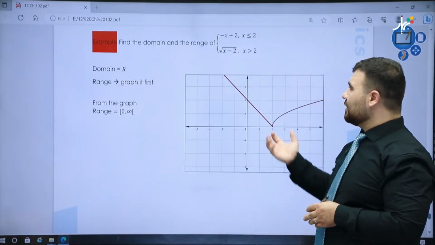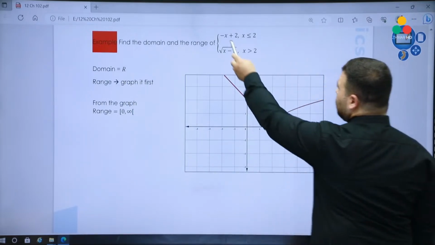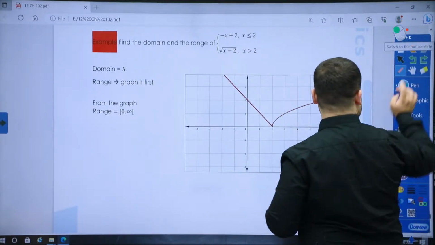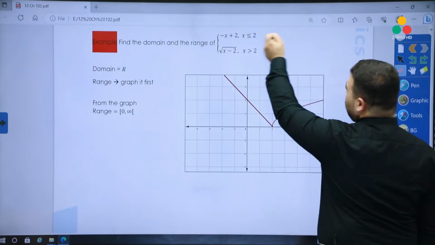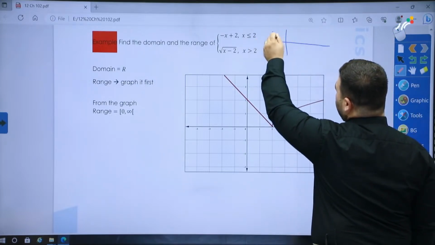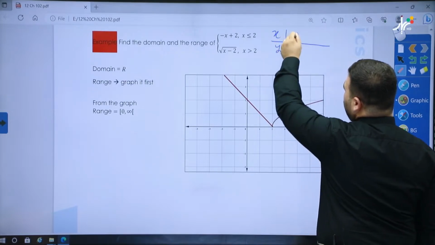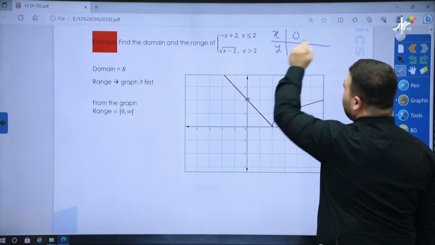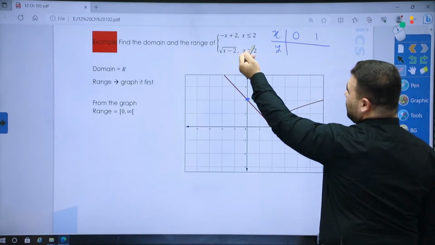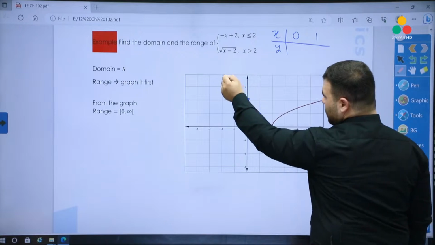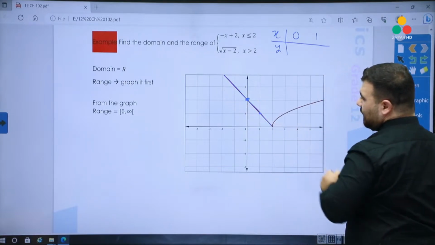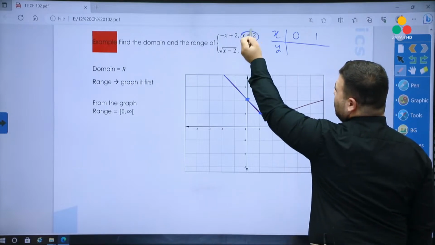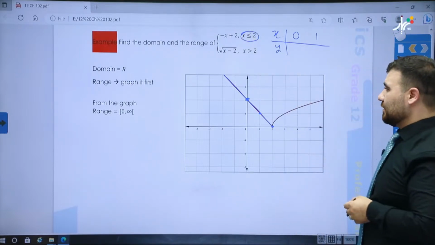Range. To find the range, let's graph it first. To graph negative x plus 2, we studied how to graph in the first and the second lesson. Then for negative x plus 2, you need to make an xy axis. When x is 0, y is 2. When x is 1, negative 1 plus 2, y is 1. Then place a straight line between the 2 points I plot. And I should stop at 2 on the x-axis because of this. The 2 itself is in because of this equal.